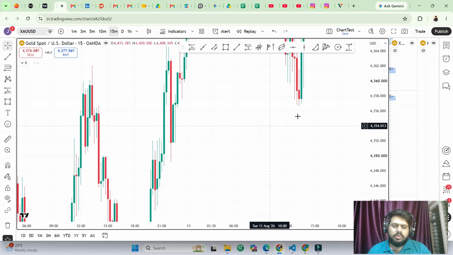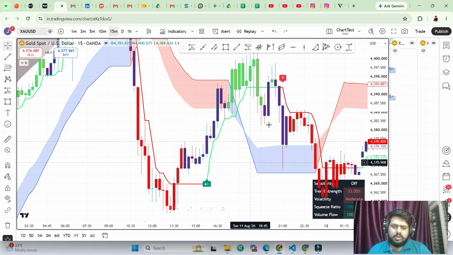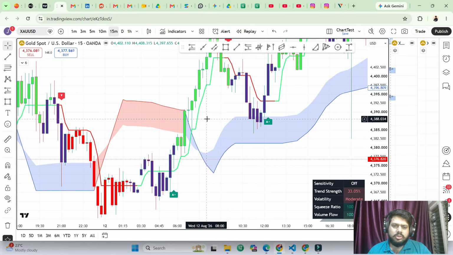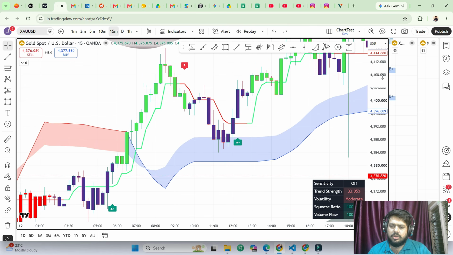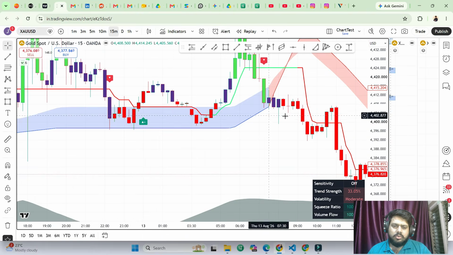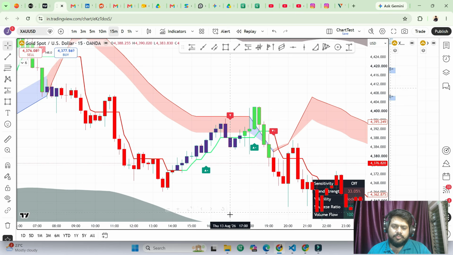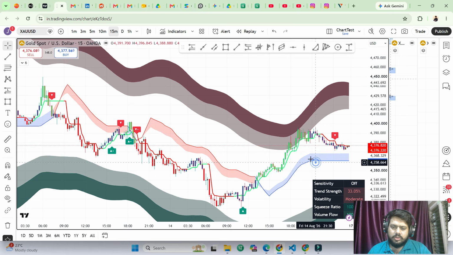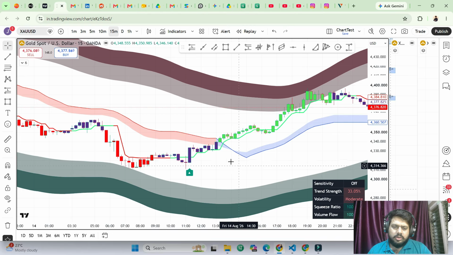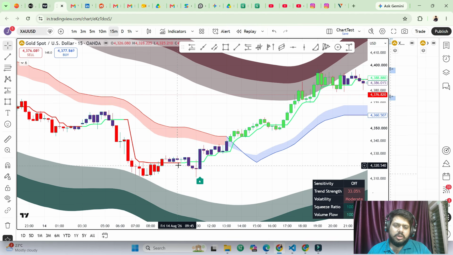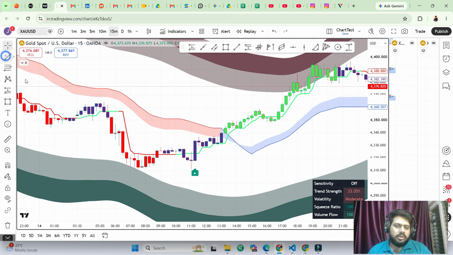So let me give you the analysis on the 15 minutes, as the XAUUSD Forex market is very good on the 15 minutes. For example, whenever you see blue color, you can consider that a ranging market. If you see this color, then you have entered into the ranging market, so you have to be careful while taking trades.